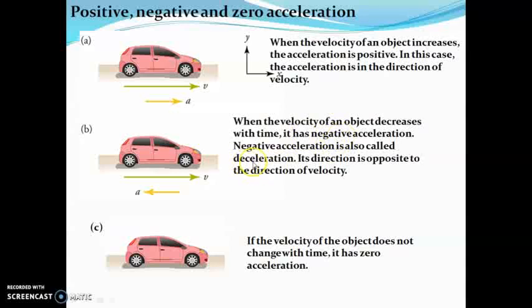Whereas, when the velocity of an object decreases with time, it has negative acceleration, which is also called deceleration. Its direction is opposite to the direction of velocity. So, velocity is in this direction and acceleration is in this one. So, it is a negative acceleration. And if the velocity of the object does not change, look at this car, it is a stationary car, then it has zero acceleration.